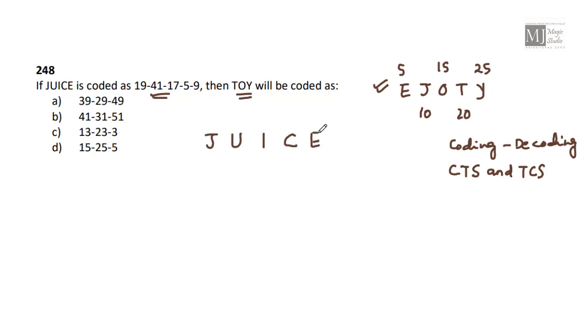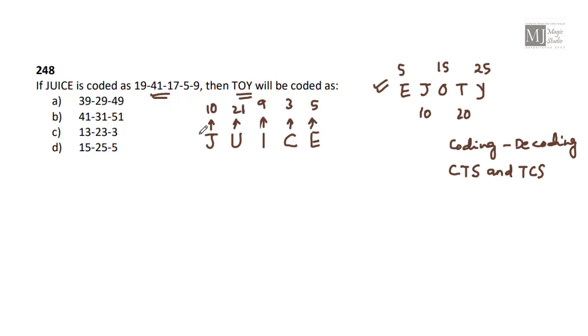Let's see what JUICE stands for. J is the 10th one. U will come after T, U is 21st. I comes before J, I is 9th. C is very popular, 3. E is 5. Now 10 becomes 19, 21 becomes 41, 9 becomes 17.